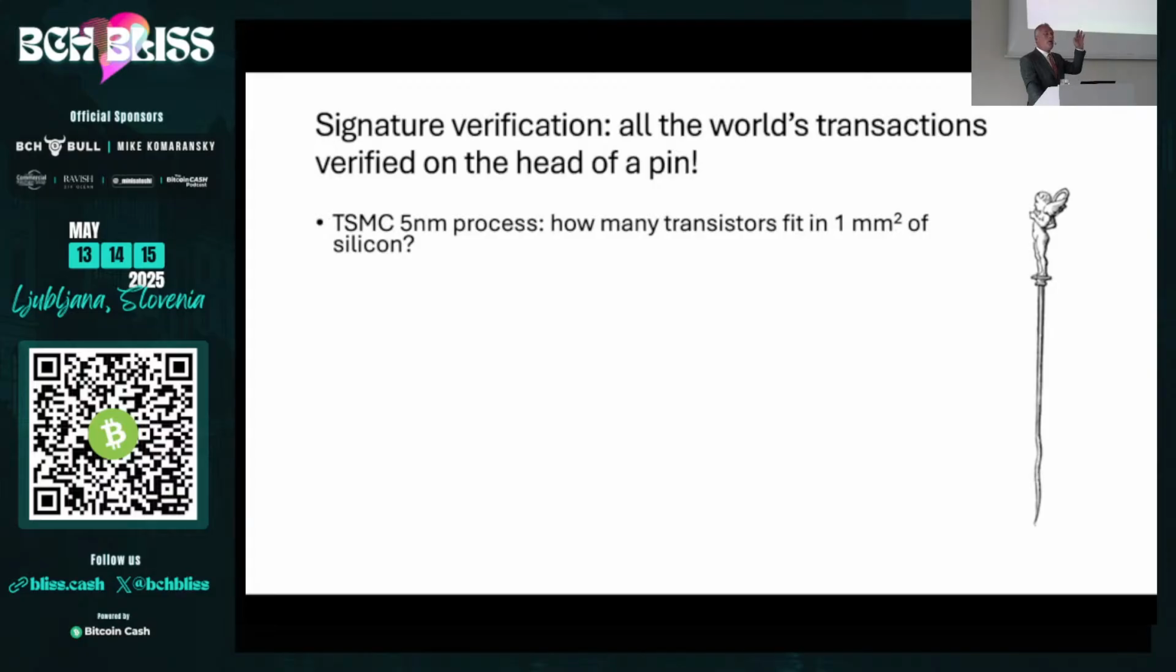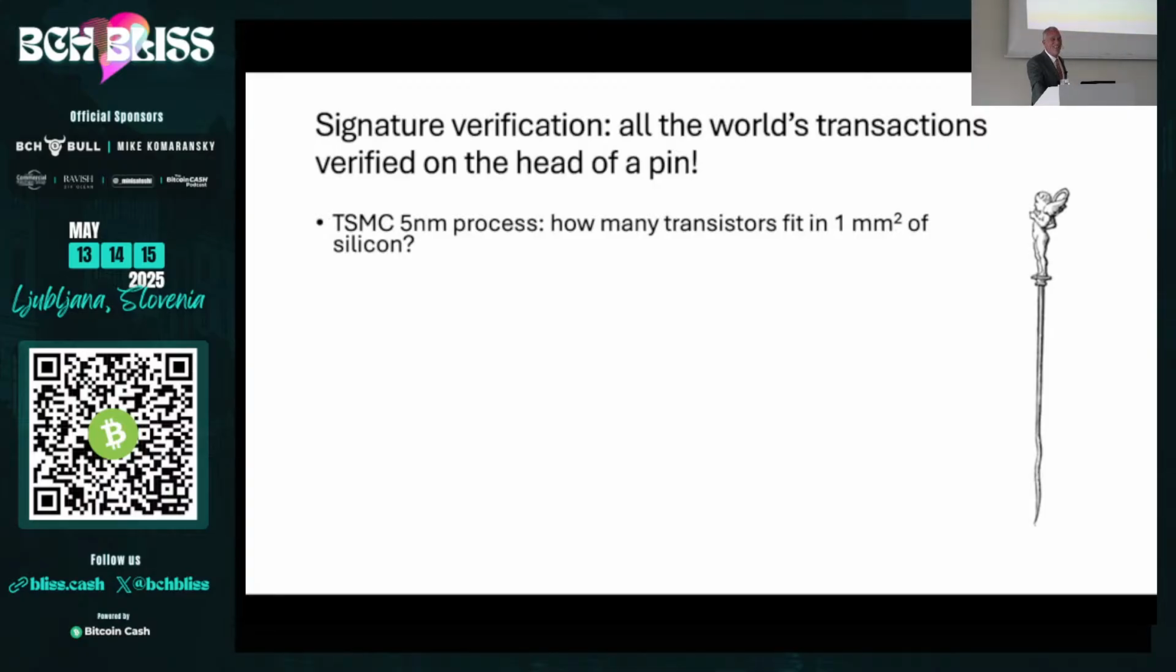So lower your hand if you think this doesn't apply. Who thinks 1,000 transistors fit in a millimeter squared? Put your hand up if you agree. Okay, yeah, it totally does. Put your hand down when I say a number too high. What about 10,000? Do you think 10,000 fit? 100,000? A million? 10 million? 100 million?